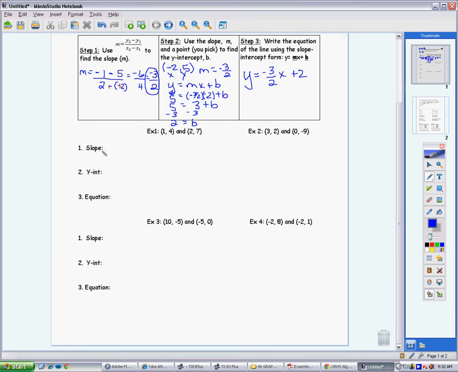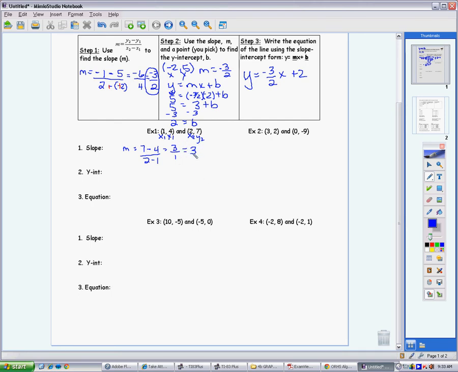Example 1. We're going to go ahead and separate it so that you find the slope, the y-intercept, and then you can write your equation. So again, I'm going to label my points, x1, y1, x2, y2, and I'm going to use the slope formula up here. That's going to give me 7 minus 4 over 2 minus 1. That reduces to 3 over 1, which simplifies just down to 3.